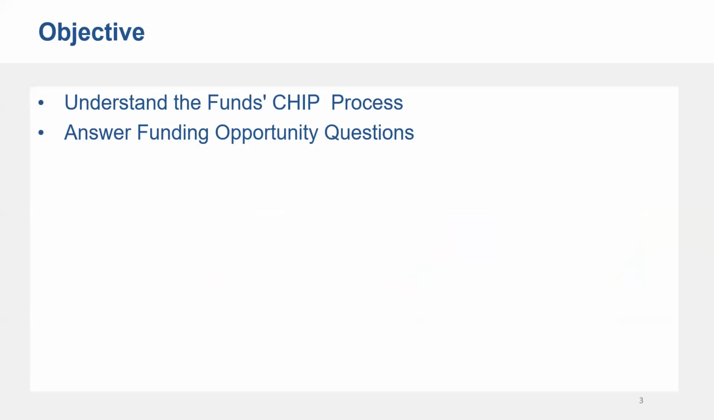So the objectives for today are to really understand the fund's CHIP process. So I'll take you through that and also share some examples of what a CHIP looks like, and then to answer any questions related to the CHIP and the broader funding opportunity.